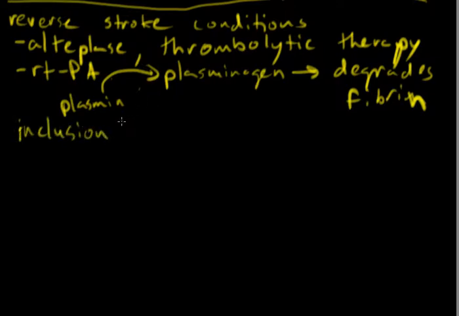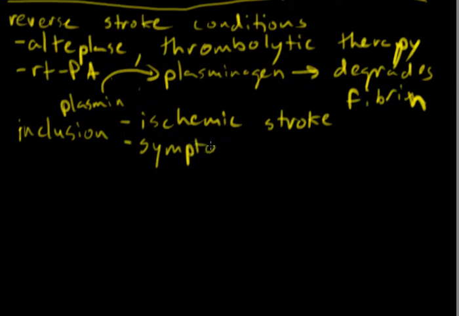So the inclusion criteria are: if you know it's an ischemic stroke or think it's an ischemic stroke, or there's no time to take a CT and you're sure it's an ischemic stroke based on history or physical, go ahead and give them RTPA. The onset of symptoms has to be less than 4.5 hours ago. That's the cutoff. There are not many exceptions. And then the patient has to be over 18.